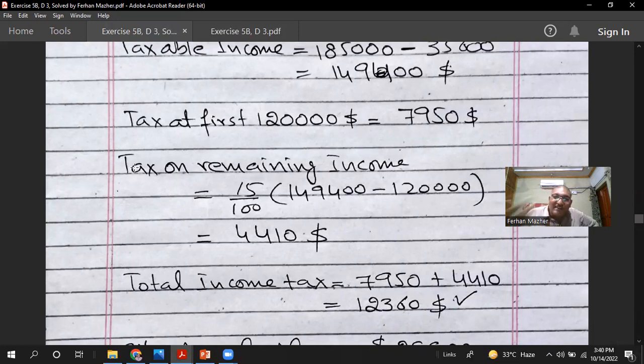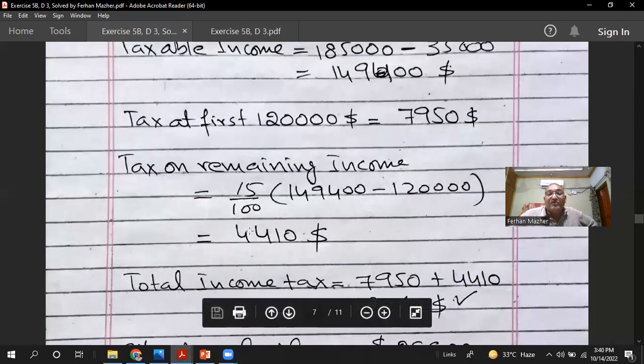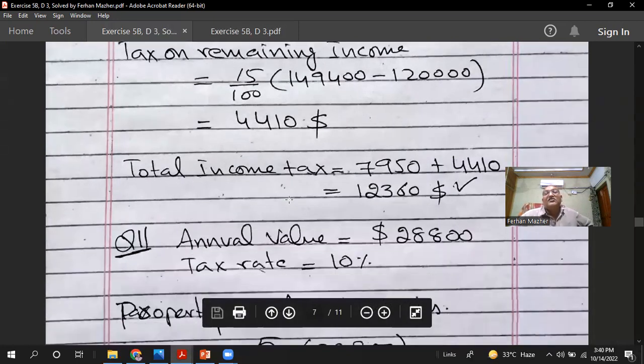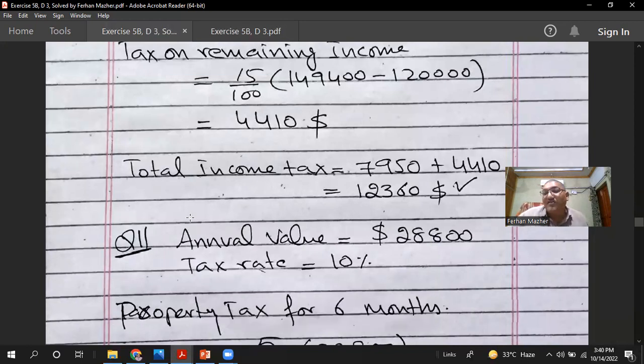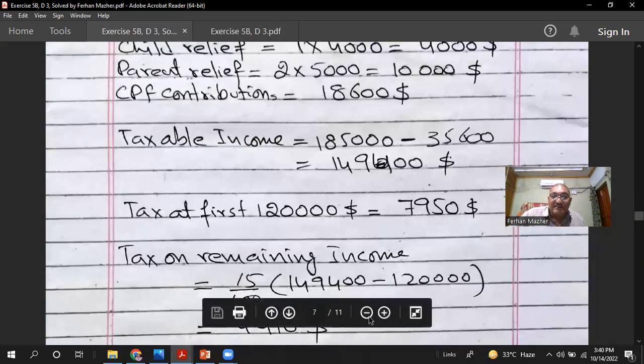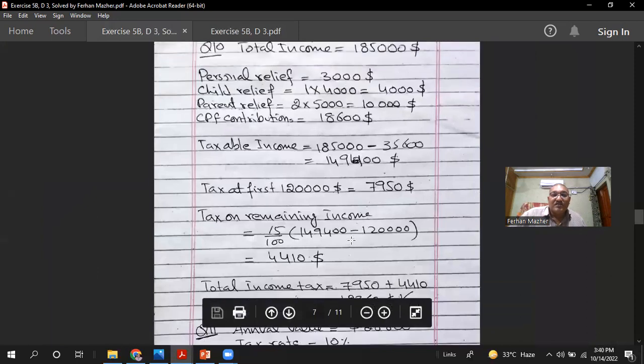So the total tax he will pay is this $7,950 and this $4,410. So the total tax paid by him will be $12,360. I hope you understand this question.